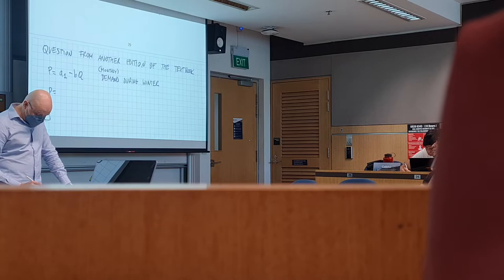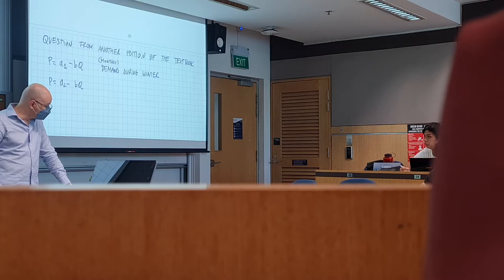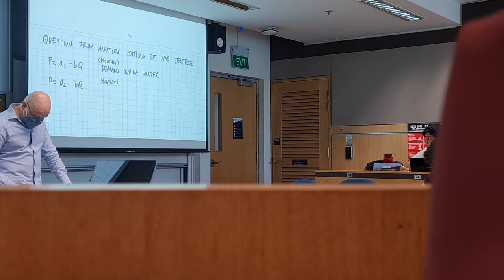minus B times Q. Oh, this sounds like what happens to the monopolist when there is a shift in the demand. Eh? Sounds like we did one or two classes ago. Forgot. So this is the monthly demand during the summer period.